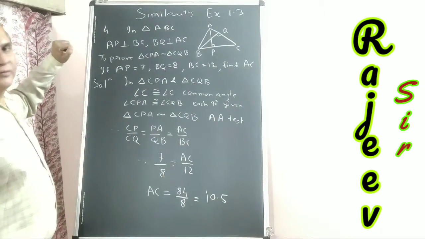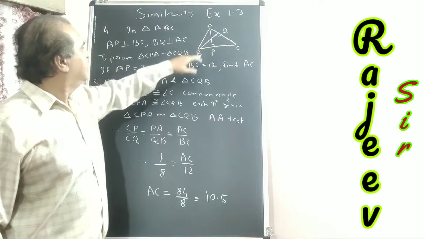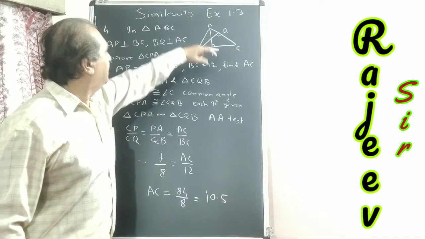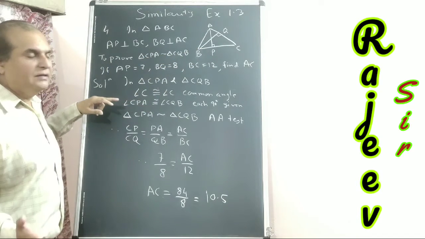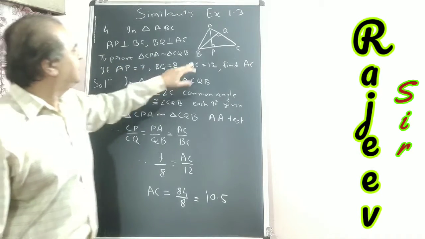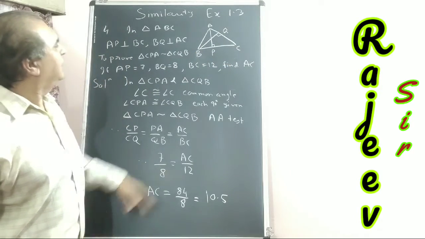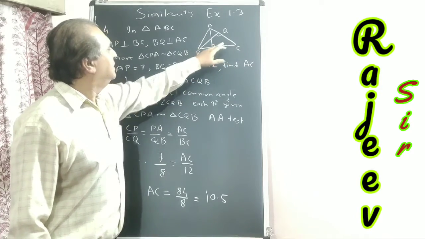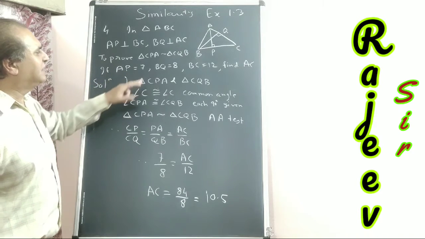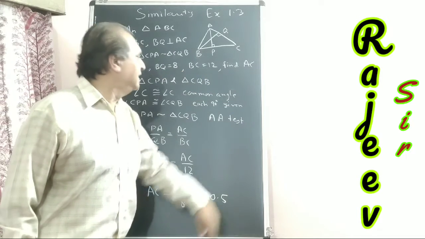Sum number 4. In triangle ABC, figure is given. AP perpendicular to BC, BQ perpendicular to AC. This is given. And to prove triangle CPA similar to triangle CQB. If you look properly, C is a common angle. And some dimensions are given: AP is 7, BQ is 8, BC is 12, you have to find AC.